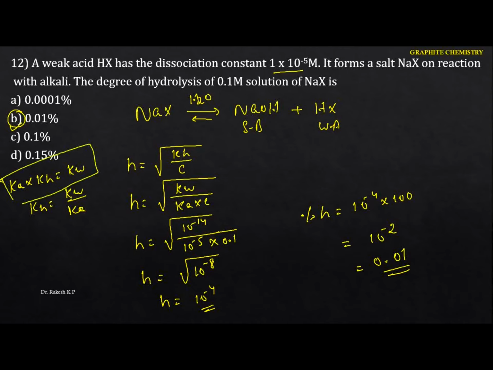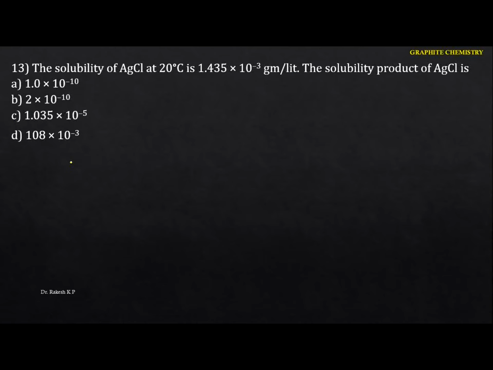Okay, so next one. The solubility of AgCl at 20 degrees Celsius is 1.435 into 10 to the power of minus 3 gram per liter. The solubility product of silver chloride is. Just identify this one here. So what are the conditions they're given?